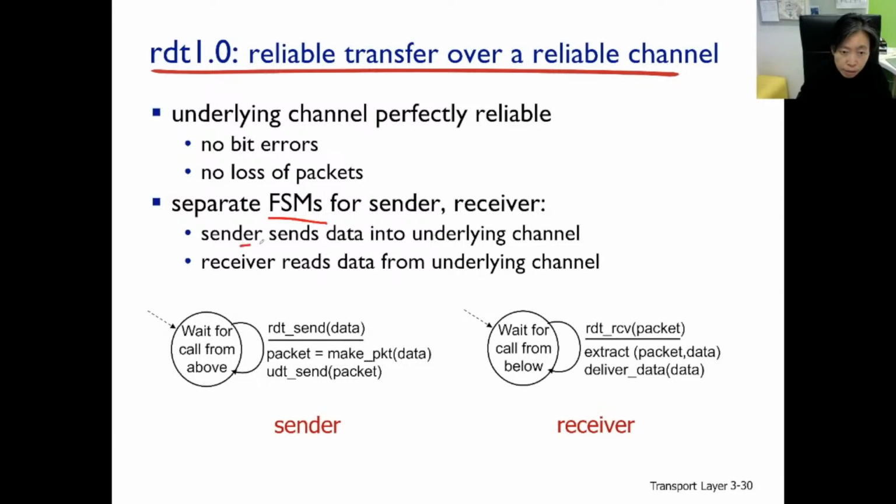Sender sends data into the underlying channel, here. Receiver receives data from the underlying channel, here.